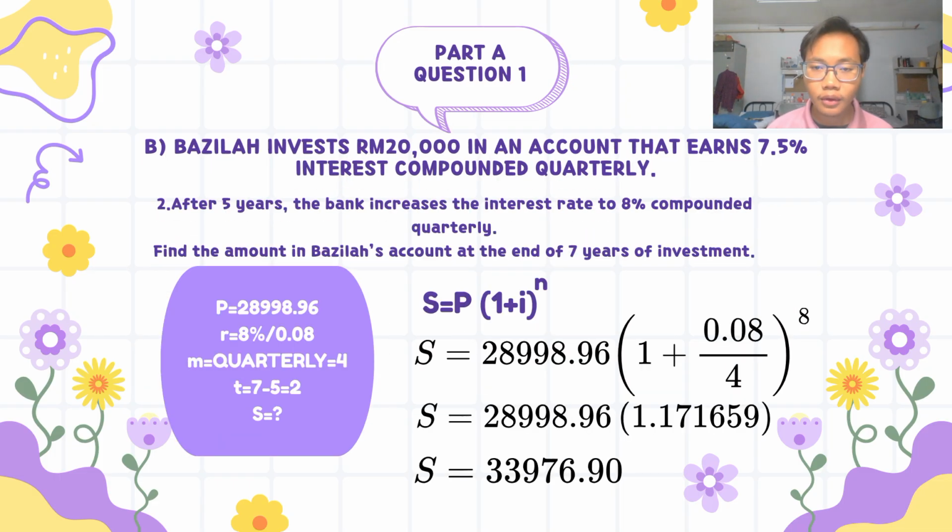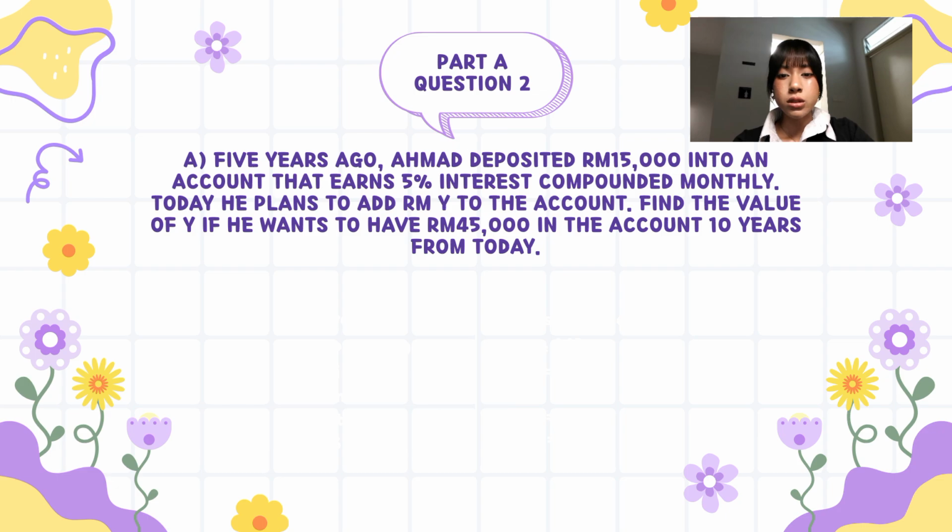For question 2, we use the formula. The principal value is 28,998.99, r equal to 8%, m is 4, t we get 2 years, maturity value we don't know, so we use the same formula. We get the answer, S equal to 33,979.90.